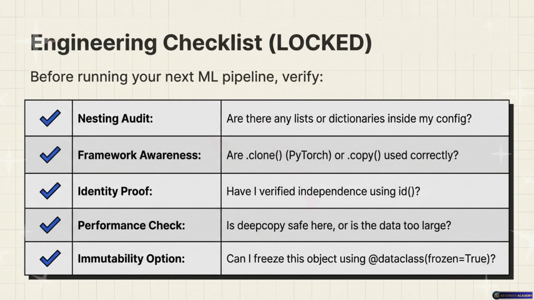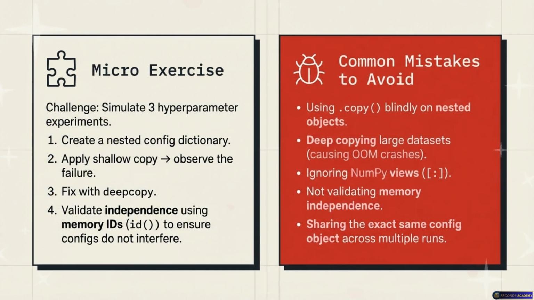I highly encourage our listeners to take this checklist and actually feel the mechanics in their own code editor. We have a micro exercise for you today. Open Python, create a nested configuration dictionary, and intentionally apply a shallow copy. Yes. Build your mental model by breaking it on purpose. Modify the nested list in your copy, and then print the original configuration. Watch it mutate. It's infuriating the first time you see it. It is. Feel the frustration of seeing your data change when you didn't ask it to.